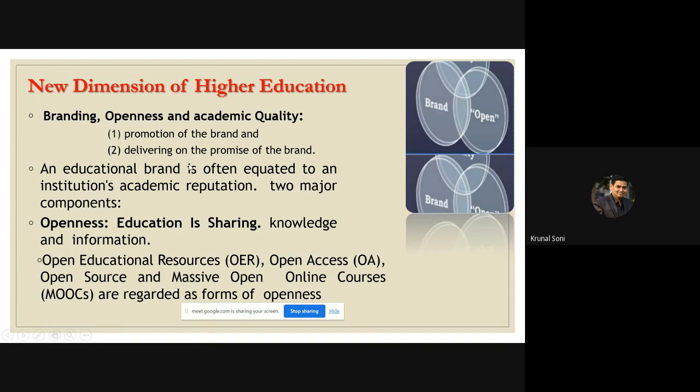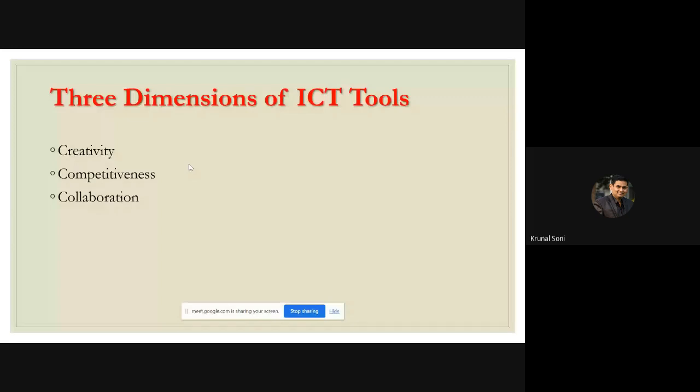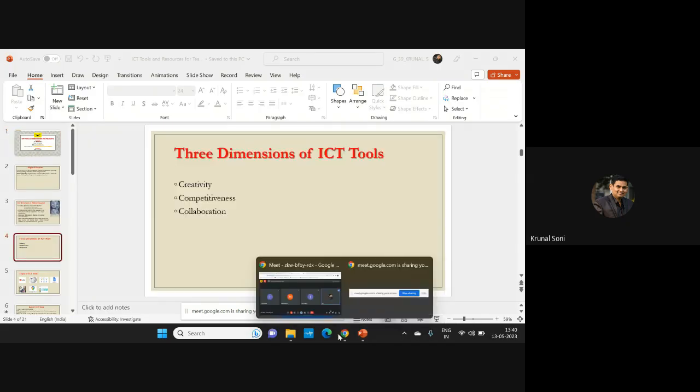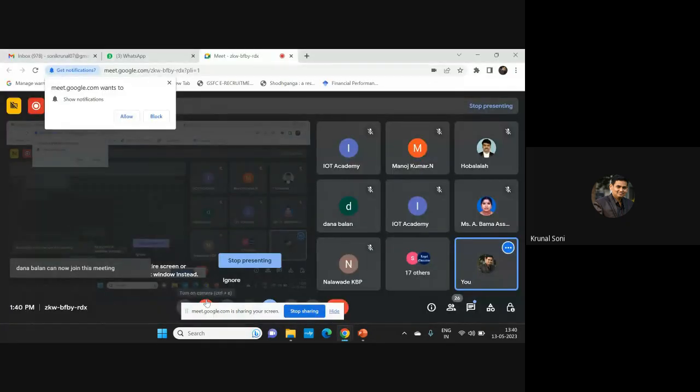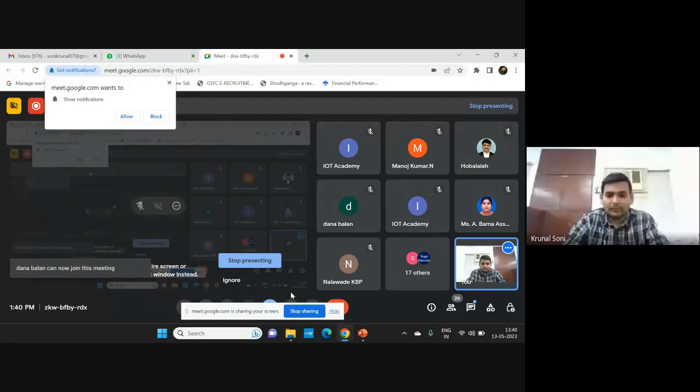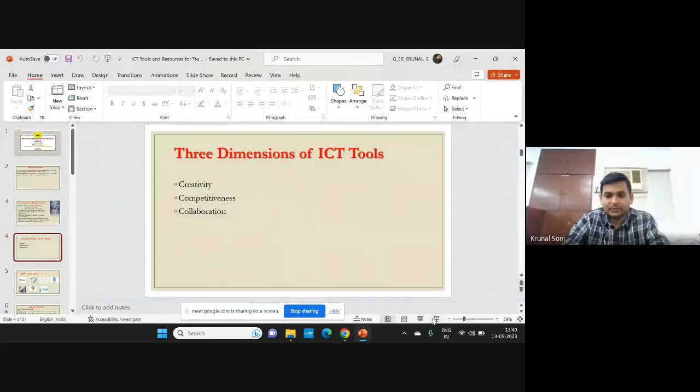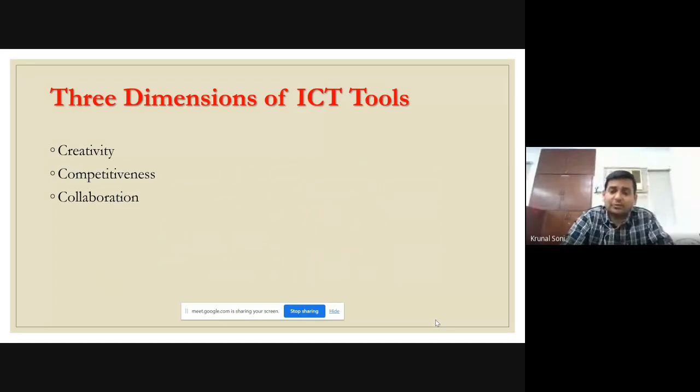Fine. So open online courses are regarded as a form of openness. Now, the three dimensions of ICT tools that have been considered an important part. The first is creativity, the second is competitiveness, and the third is collaboration.